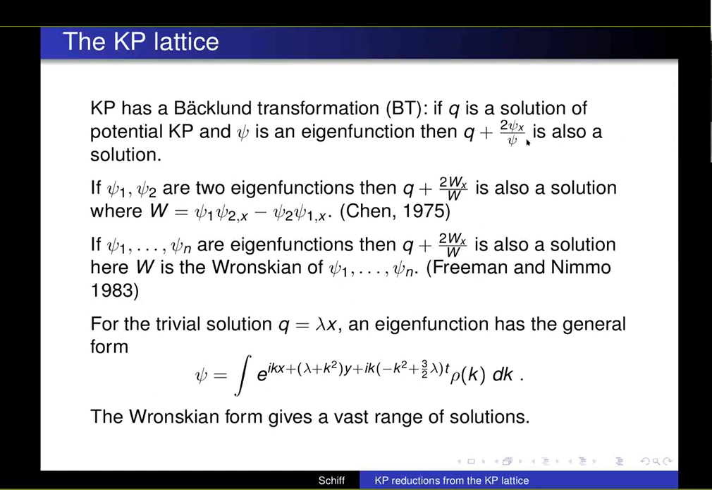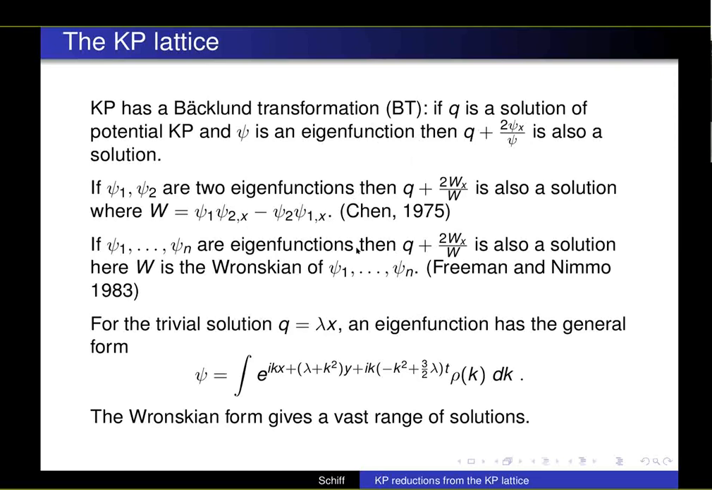This was discovered by, so I write his name here, Chen in 1975. He also found that, in fact, if you have two eigenfunctions, psi1, psi2, then Q plus 2 wx over w is also a solution, where w is the Wronskian of psi1 and psi2: psi1 psi2x minus psi2 psi1x. So this is a way of constructing solutions: if you have an initial solution, you can generate more solutions.